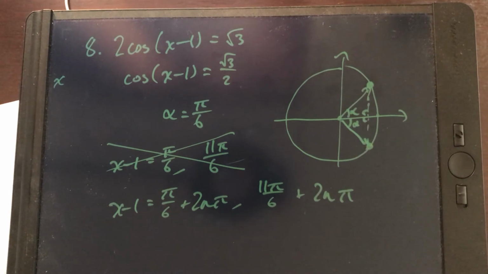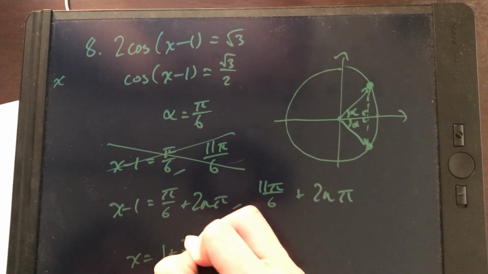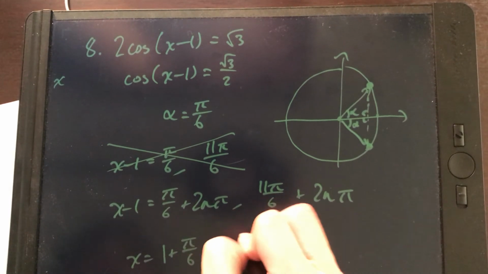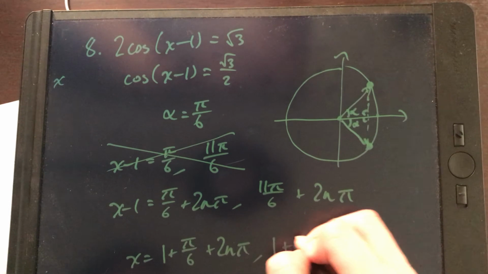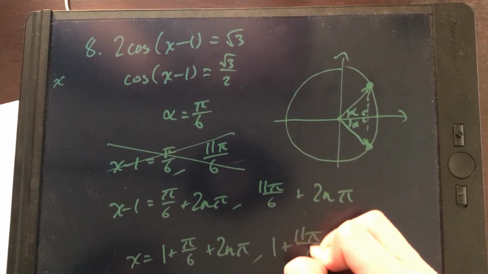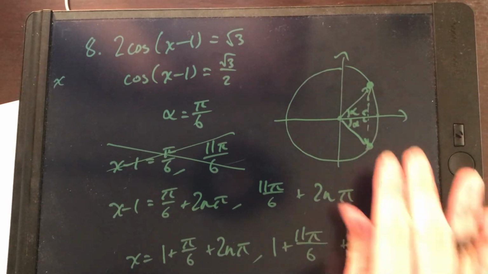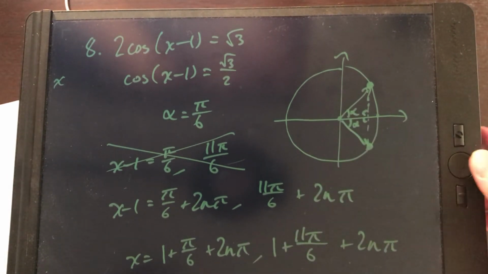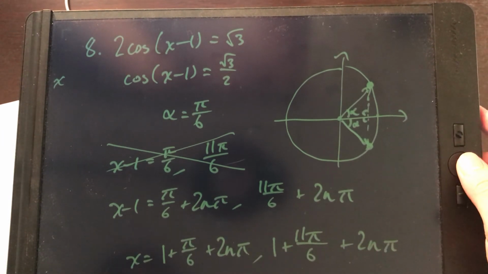And last of all, isolate the x. So x is equal to 1 plus pi over 6 plus 2n pi, adding 1 to both sides. And similarly, adding 1 to both sides, 1 plus 11 pi over 6 plus 2n pi. This unit circle tends to be very handy for visualizing your solutions. Even if you think you can do it in your head, this is going to help you eliminate mistakes.